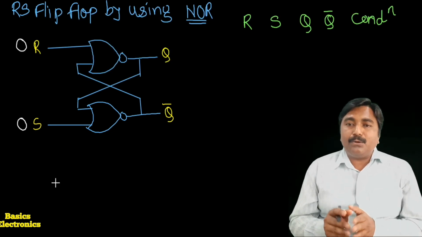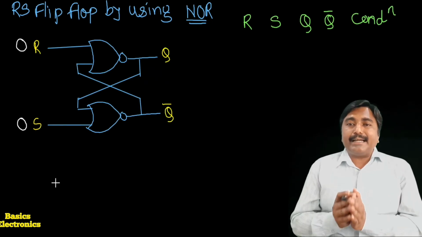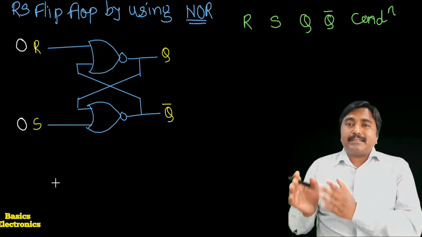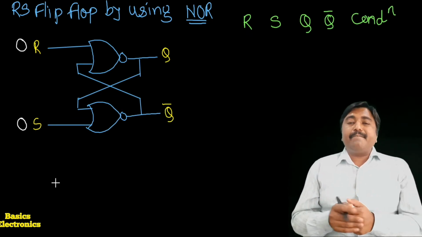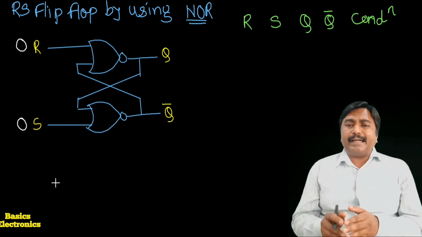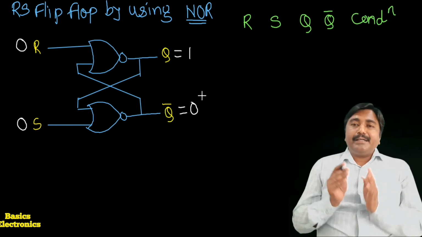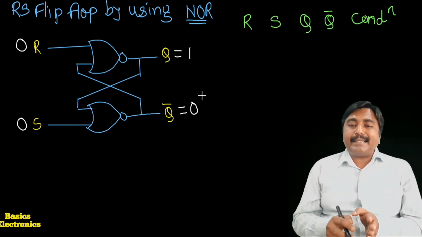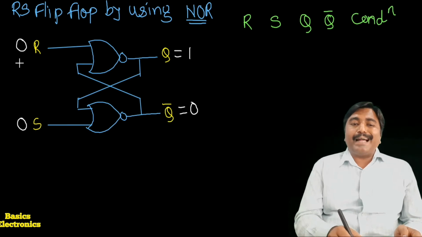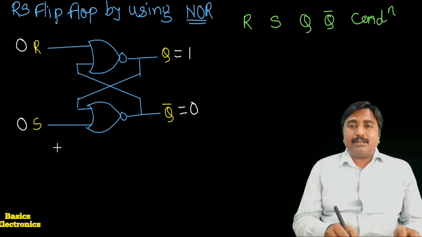R is equal to 0 and S is equal to 0. We consider here the initial state of the flip-flop. So initially when we switch on the circuit, if the output of this flip-flop is Q equals 1 and Q bar equals 0, it means the flip-flop is initially in the set condition, and we apply the inputs R equals 0 and S equals 1.